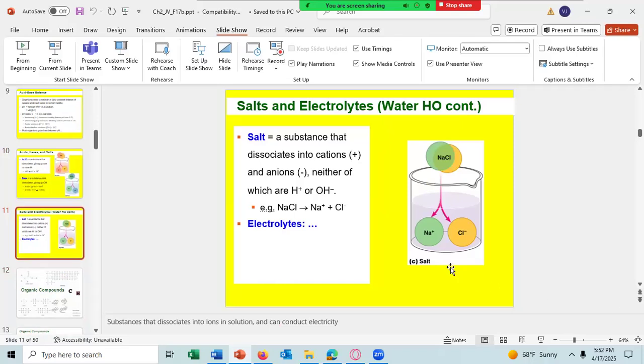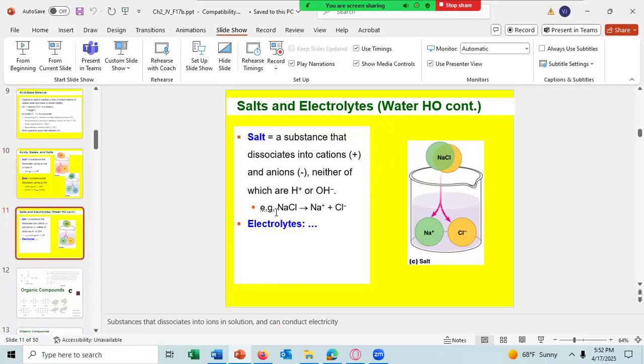All right. Salts and electrolytes. A salt is a substance that dissociates into a cation, that's an ion with a positive charge, and an anion, an ion with a negative charge, neither of which are H plus or OH minus.